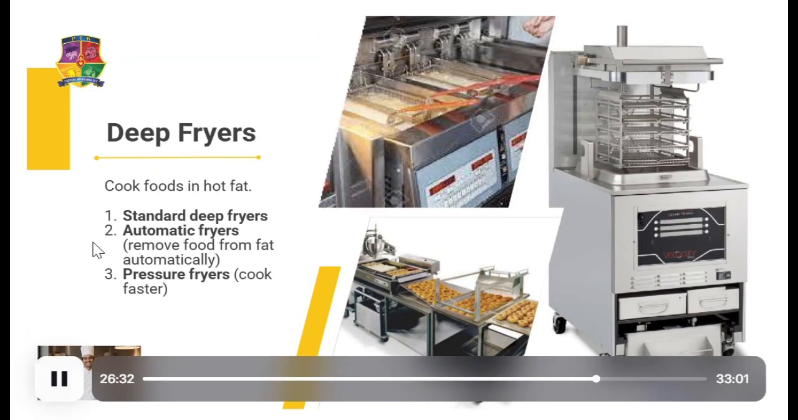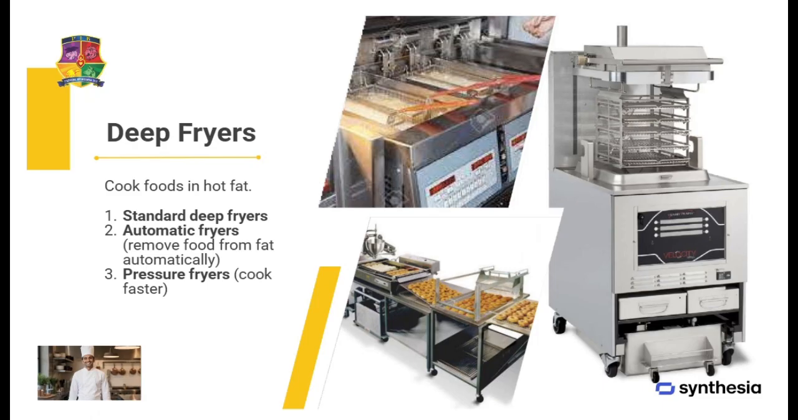Now, let's continue with another important cooking equipment: deep fryers. A deep fryer is designed to cook food by immersing it completely in hot fat or hot oil. This cooking method allows food to cook relatively quickly and can produce the characteristic crispy texture that we expect from many fried products. There are 3 types of deep fryers shown on this slide.